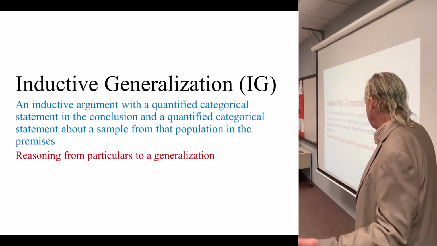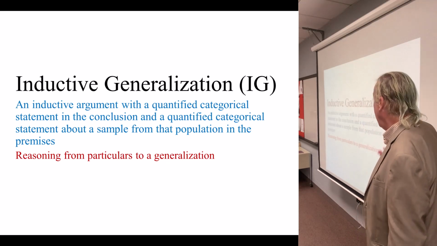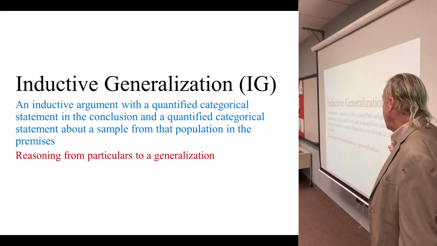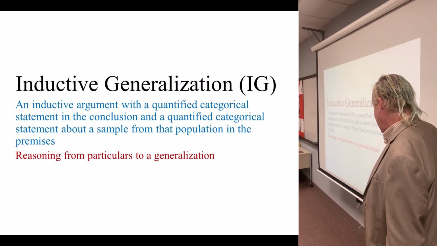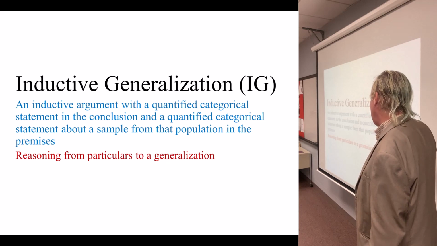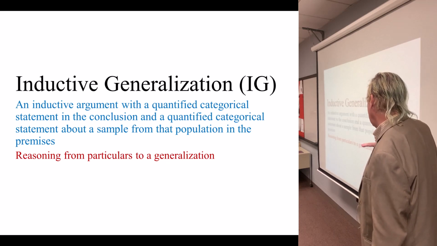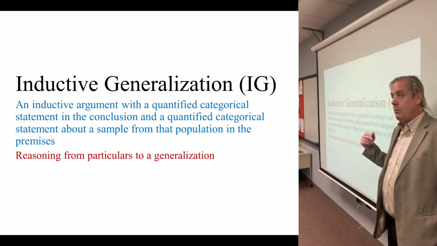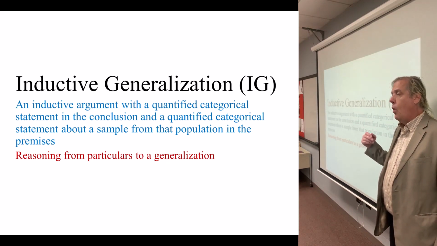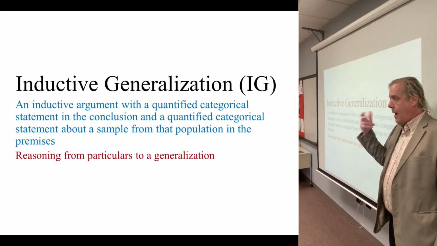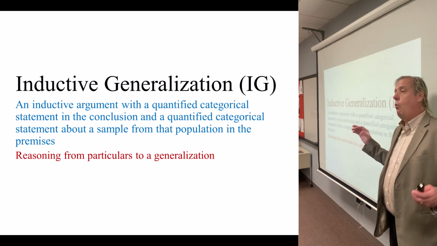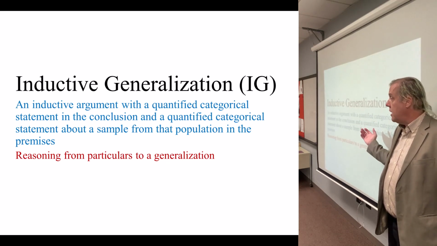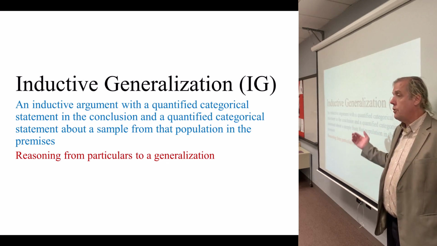So we can define an inductive generalization as an inductive argument with a quantified categorical statement in the conclusion and a quantified categorical statement about a sample of that population in the premises. So there are often two quantified categorical statements. One's in the premises and one's in the conclusion. The one that is about the bigger category is in the conclusion, and you're making a generalization because you're moving from a sample to a larger category.